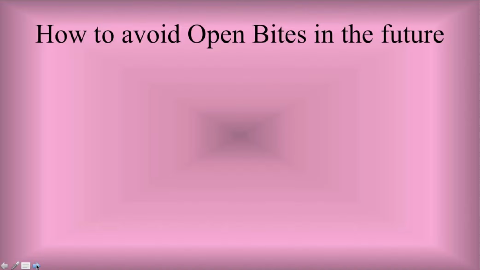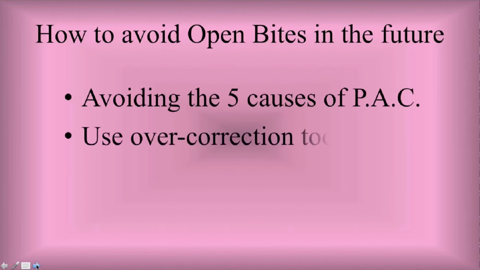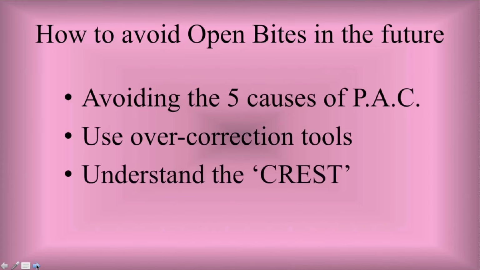Now, let's talk for a minute about how to avoid open contacts in the future, and I'm going to talk about the obvious one and then 2 extra tools before we conclude. Avoid the 5 causes of premature anterior contact when you're setting up your occlusion. Secondly, use overcorrection tools, which I'm going to show you in a moment, and then understand what's sometimes called the crest. That's the turning around point where teeth go from moving buccally back to moving lingually. Understand the crest. We'll talk about that in a moment.